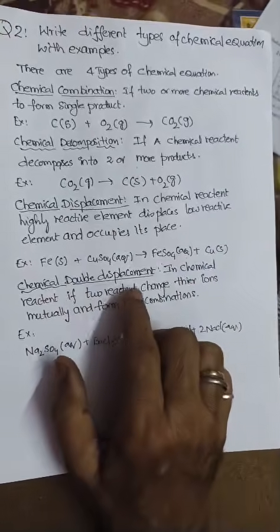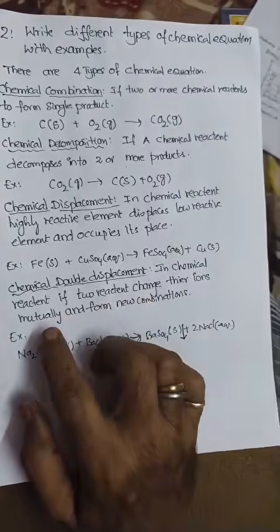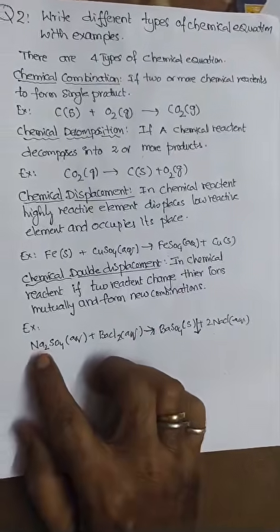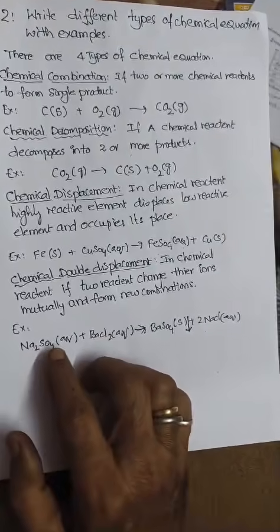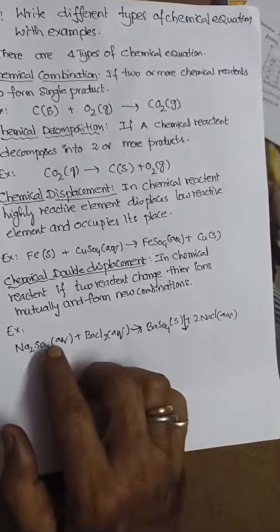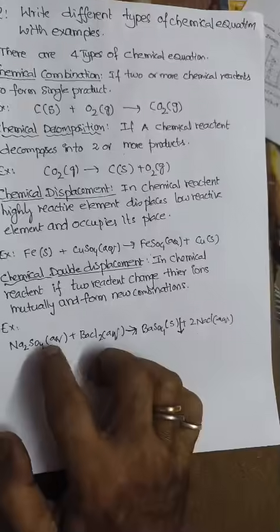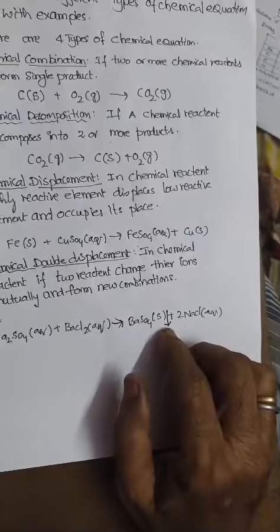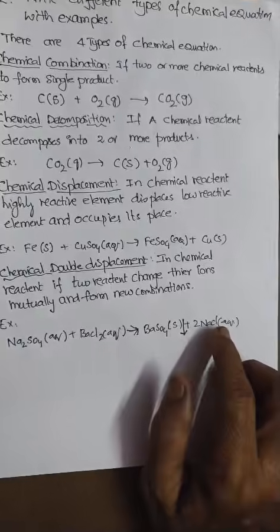And chemical double displacement. In chemical reactions, if two reactants mutually exchange their ions and form a new combination. Let us see that: sodium sulfate plus barium chloride. Here, sodium sulfate and barium chloride are the ions. Sodium will exchange the sulfate to the barium and take the chlorine. It means the chlorine will come to the sodium side and sulfate will go to the barium side. So, barium sulfate, and this is a precipitate, that is the reason you have to give the symbol like this, and 2 sodium chloride. This will be the form of the double displacement reaction.